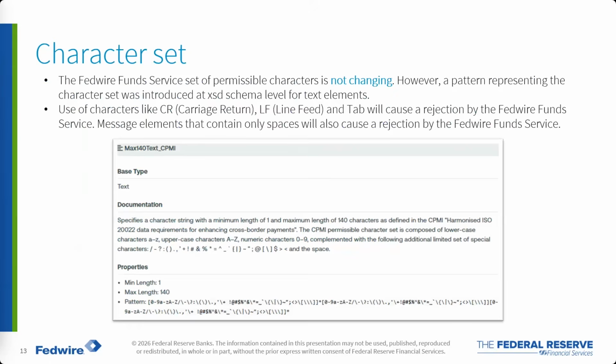If you use these, they will cause a rejection by the Fedwire Funds Service application. We will also reject elements that only contain empty spaces. Some users were bypassing validation by just filling blank spaces in elements. That will also be picked up by the pattern. It is not allowed to send an element with content that only contains blank spaces.